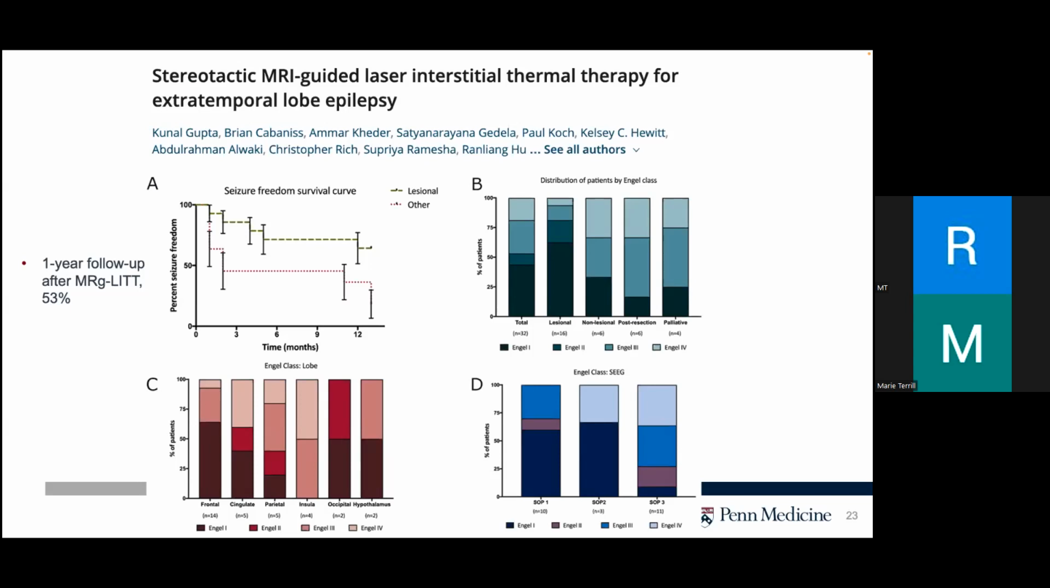These subgroup analyses revealed that patients with lesional extratemporal lobe epilepsies did better compared to those without lesions, or those who had multifocal epilepsies, or those who had previously failed interventions. And again, alluding to some favorable seizure onset patterns that we looked at previously, low voltage fast activity or rhythmic spiking on stereo EEG also had a higher predisposition to better seizure outcomes. Overall, I think this was deemed a safe and effective treatment for this heterogeneous group of patients with extratemporal lobe epilepsies.